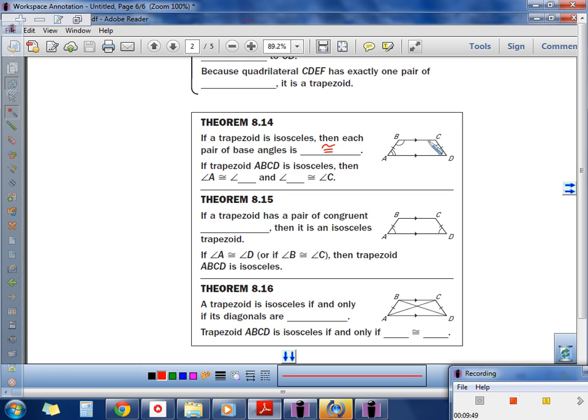So this piece can map over to here. So B and C are congruent. What's the other congruent pair? A and D. A and D are the other pair. So that's only on an isosceles trapezoid, though. Please make sure you remember that. On a regular trapezoid, that's not true.